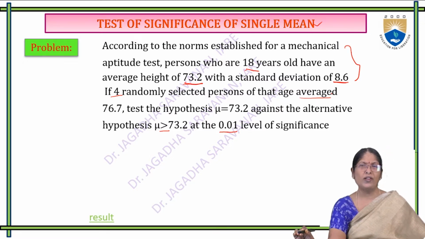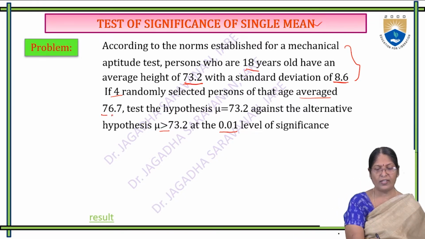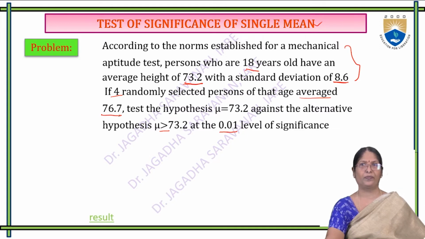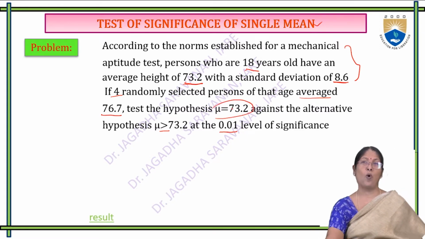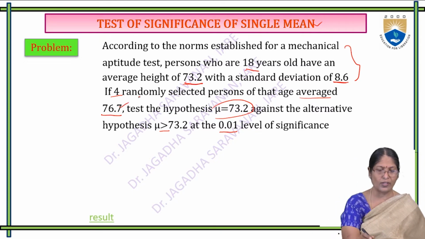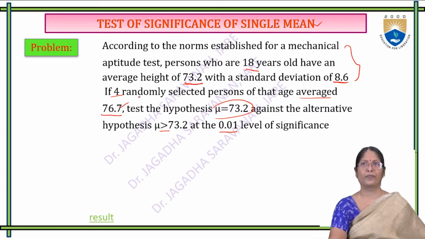That means only the 4 samples, that is called sample mean, that is 76.7. This is overall complete. All the students who wrote the exam, that mean is the population mean, that is 73.2. Only we selected 4. That 4 students' mean is 76.7, that is the sample mean.